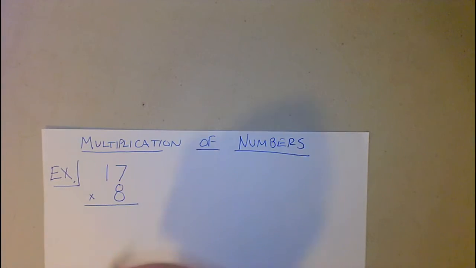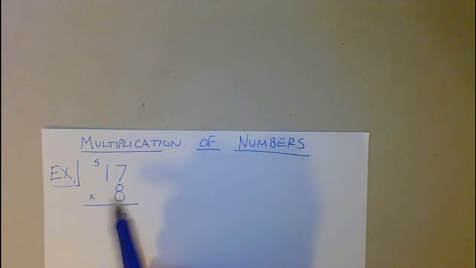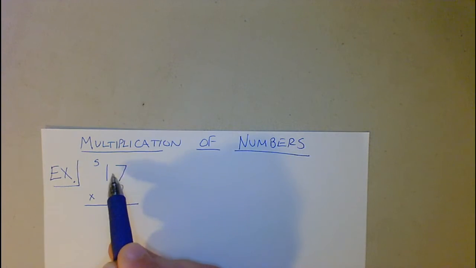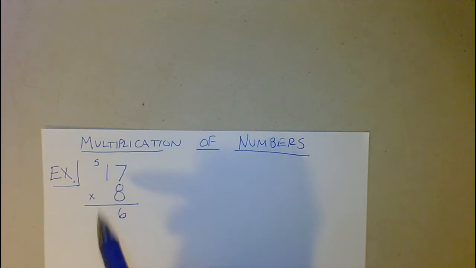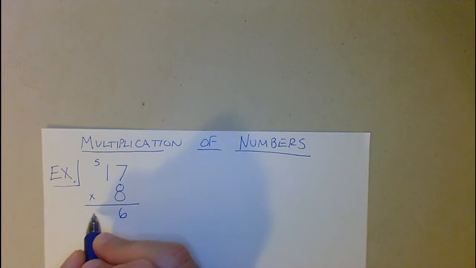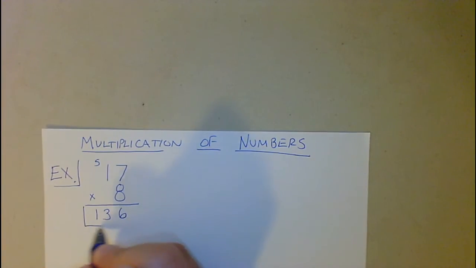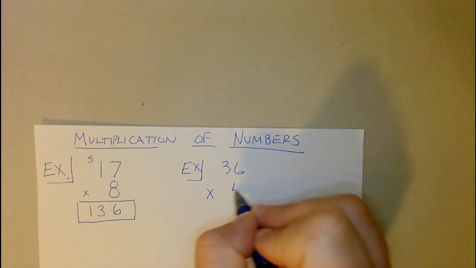What's 8 times 7? We all know that's 56. So I put a 6 there, and I carry this 5. Now what I do is I multiply this 8 by this 1. So I start right and I work my way left. So 8 times 1 is 8. And then I'm going to add this 5 here. So 8 times 1 is 8 plus 5 is 13. And there's my answer. Okay? 136.